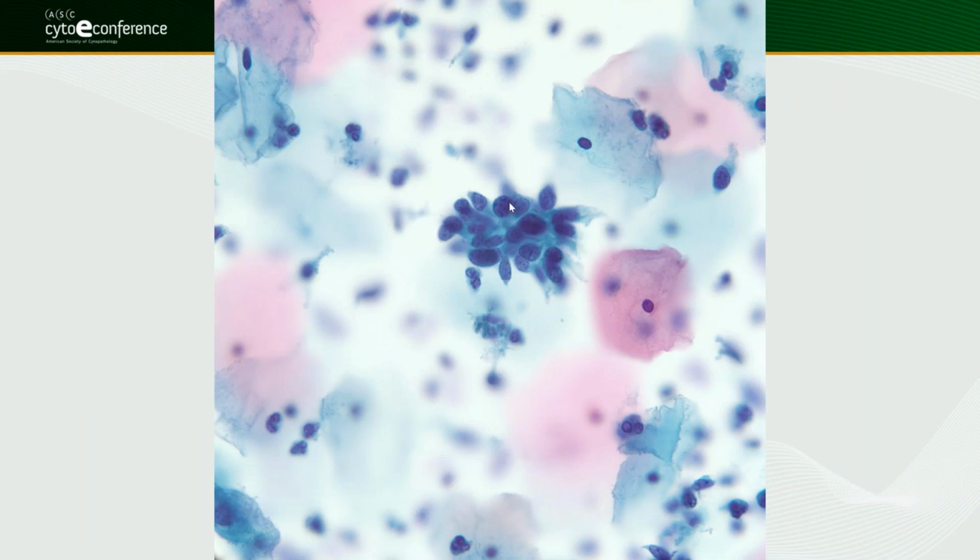This is AIS, or atypical endocervical cells, favor neoplastic. Again, on low power you may not tell, but once you go on high power, it looks very different from atypical endometrial cells because of the nuclear shape and the chromatin quality and all that.